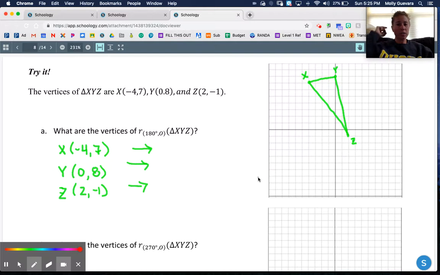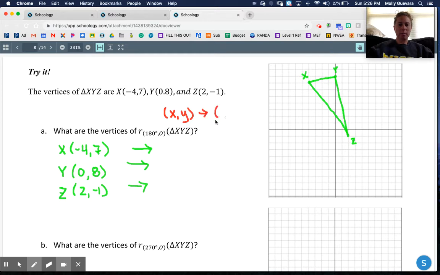Okay, so let's look at the first one here. I've graphed the original triangle XYZ. So there it is. And I want to rotate this 180 degrees around the origin. Okay, well, 180 degrees, if we go back and we look at the rule, I have a point XY. The order stays the same. We just multiply them both by negative 1.